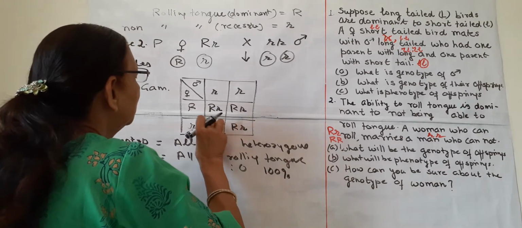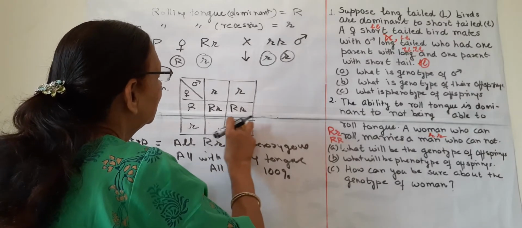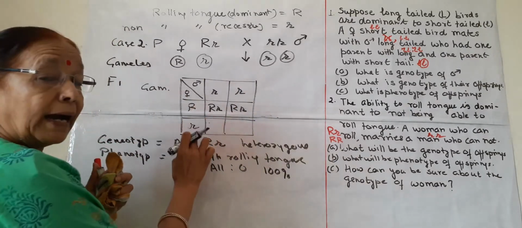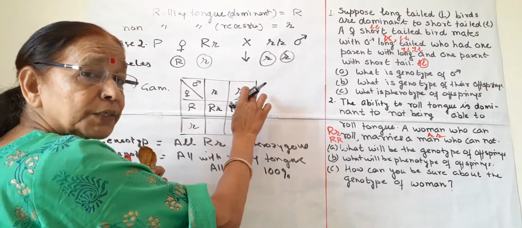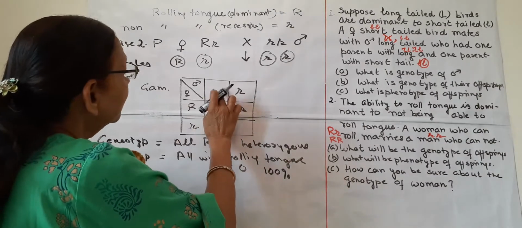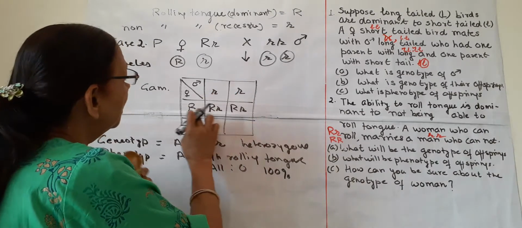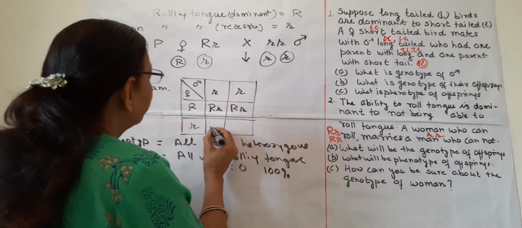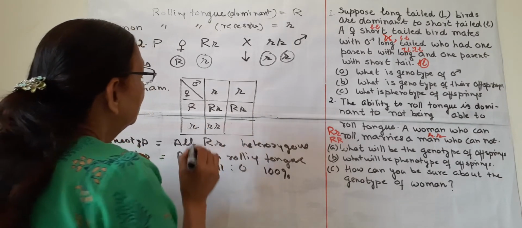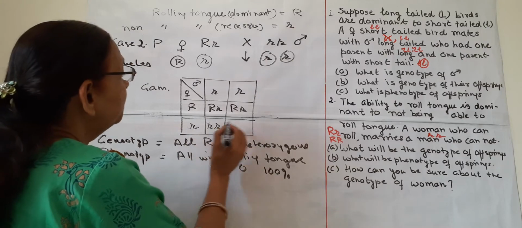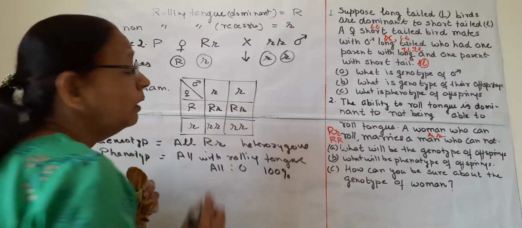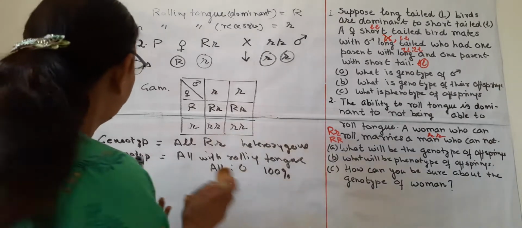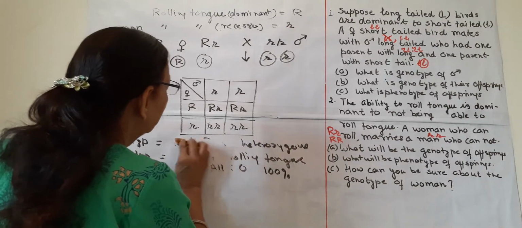And here, so the female gamete will be R and R, and male small r. So this R can fuse with this, capital R, small r. This can fuse with this, capital R, small r. But here, the difference will be small and small.